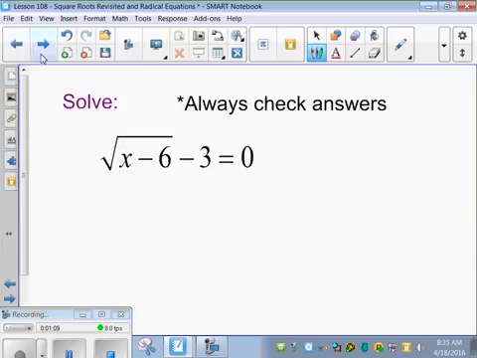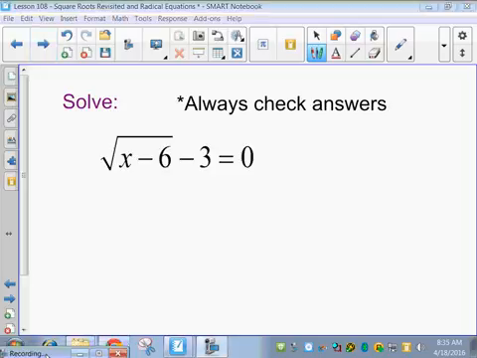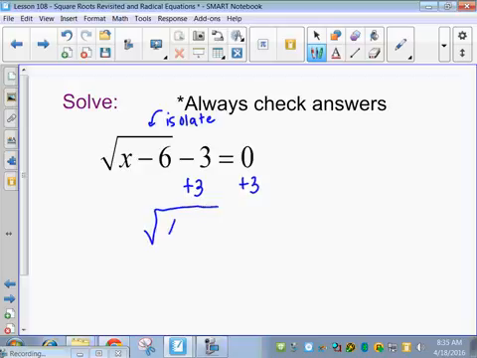So we have to always check our answers to make sure that it works when we're doing radicals or square roots. The first thing you want to do is isolate the square root part. Whatever is under the house all stays together, and we want to get rid of anything else, like this guy right here. So I'm going to add 3 to both sides, and we get the square root of x minus 6 is now equal to 3.